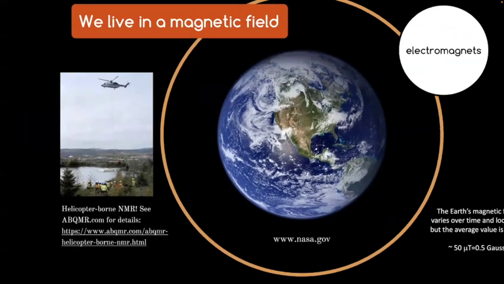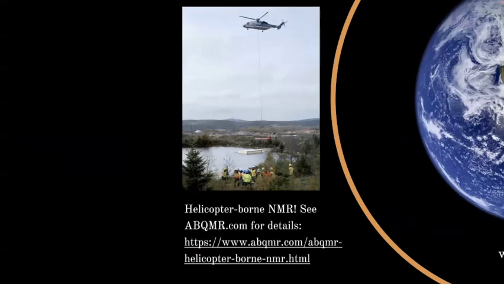In fact, here's a really neat example of helicopter-borne NMR from the folks at Albuquerque Magnetic Resonance, where they used the Earth's magnetic field, and then the rest of the system was put into a device that could be carried by a helicopter, and then they could search for oil under Arctic ice to see oil spills. So, a very ingenious application of Earth's magnetic field for NMR.